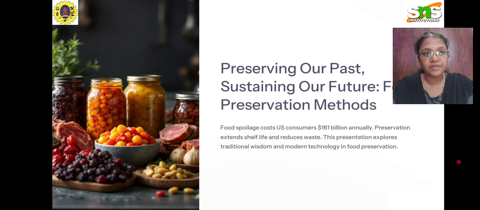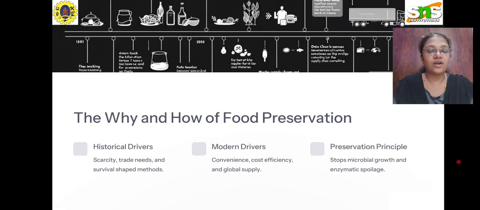So mainly, why we have to preserve food. Preserving is being done for our sustainability purposes only. For our future purpose only, we are going in for preserving our food. There are many preservation techniques that are being used to extend the shelf life as well as to reduce the cost of the food also. So let's have a journey upon that.